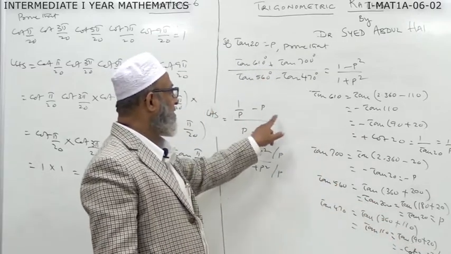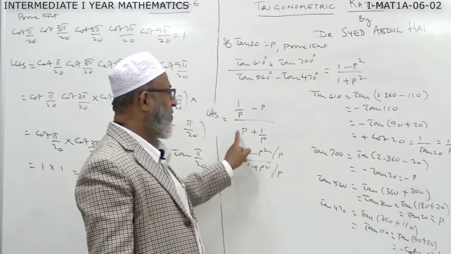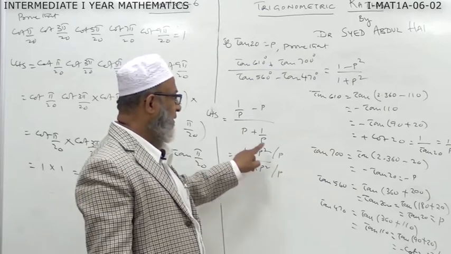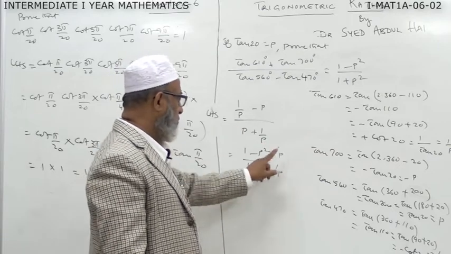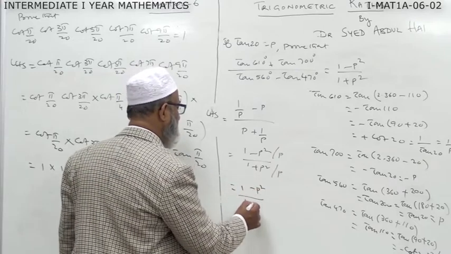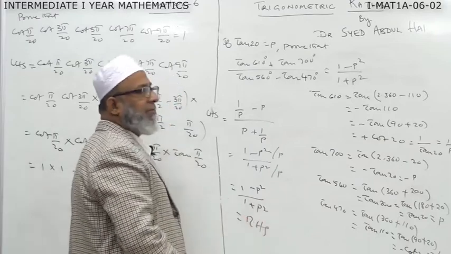If I take the LCM here, P is the LCM, this is 1 minus P square divided by, taking LCM in the denominator, P is the LCM, P square plus 1. Both denominators will be cancelled. I get (1 minus P square) by (1 plus P square), which is equal to my RHS. Is it clear?